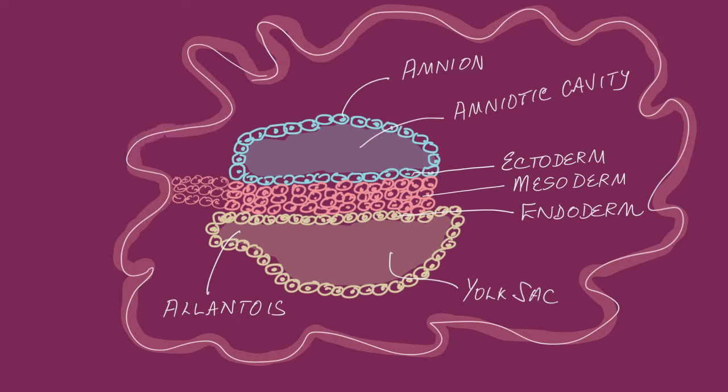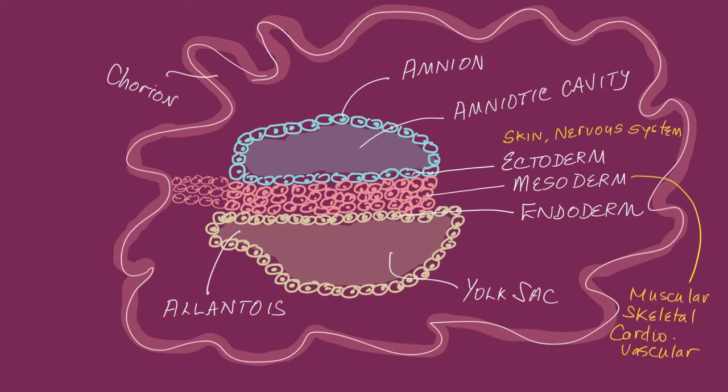Now let's take a look at the fate of the three germ layers, ectoderm, mesoderm, and endoderm. The ectoderm becomes the skin and the nervous system. So the nervous system actually develops from the skin cells. The mesoderm becomes the muscular system, the cardiovascular system, and the skeletal system. The endoderm lines the digestive and respiratory tracts.